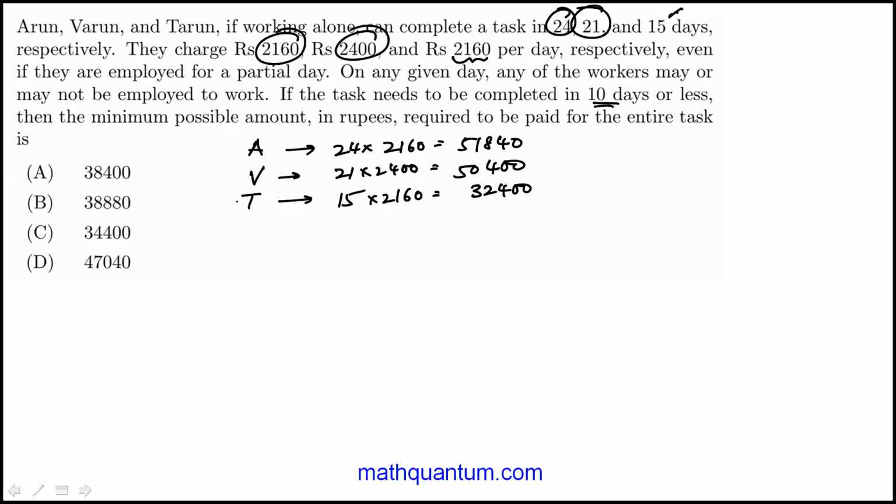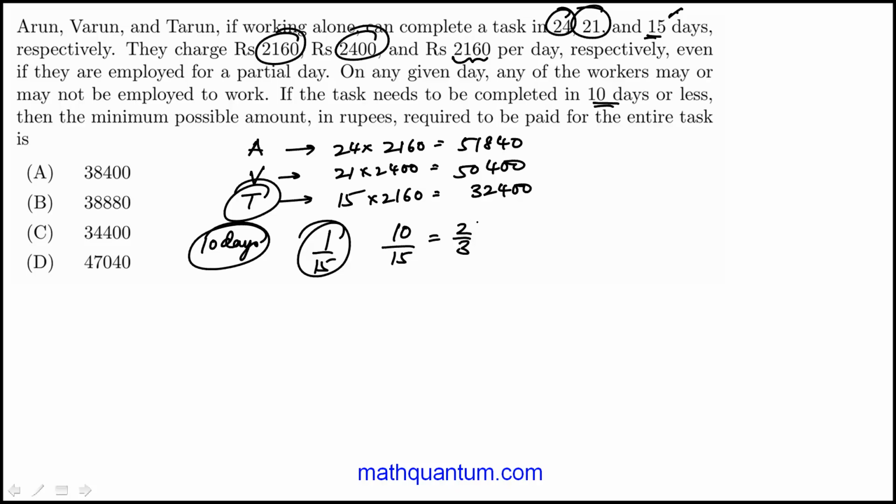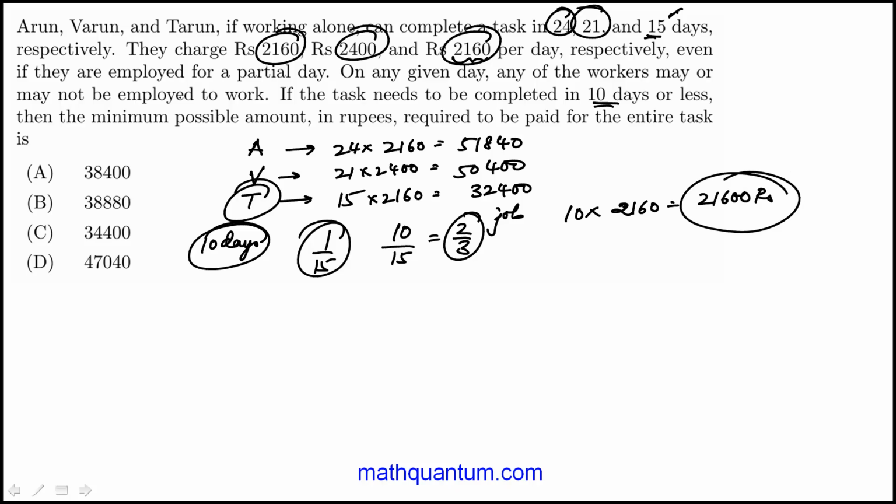So clearly we want Tarun to do as much of the work. So our target is 10 days or less. So if we start with 10 days and we have Tarun work every single day, then Tarun does 1/15 of a job every day. So in 10 days, he would have completed 10 over 15 or 2/3 of a job. And the cost would be his daily cost, which is 2160 times the number of days. So that's the amount we have to pay to Tarun.